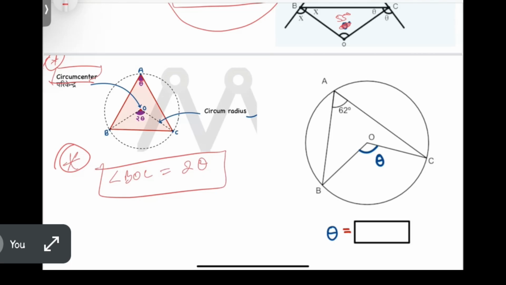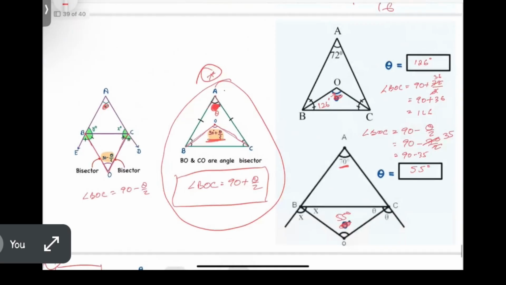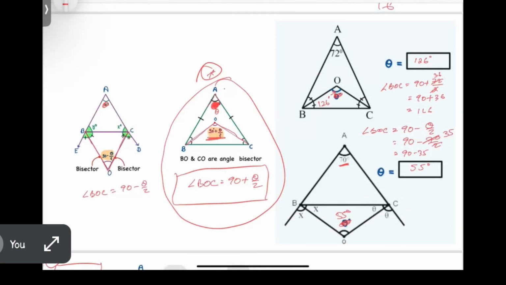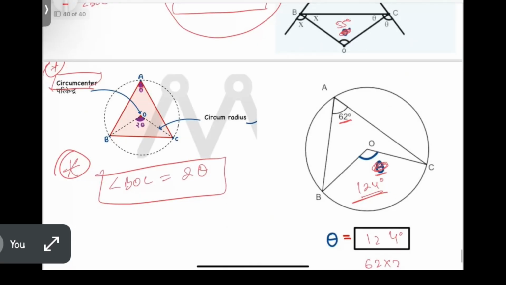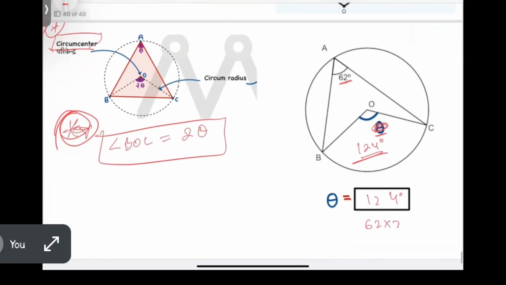So in this case, let's find this value. If this is 62, then what is this value? That means 62 into 2, how much? 2 2s are 4, 2 6s are 12, so 124 degrees. This value is nothing but 124 degrees. So don't get confused. If the question is only about triangles, then you need to use this formula. But if it is inside a circle, then the formula is this one. Don't get confused there.